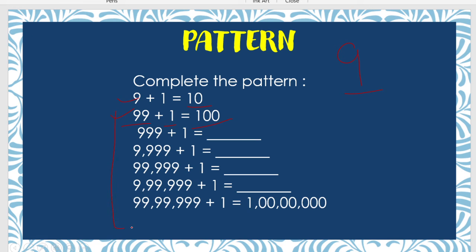Like this, the series will go on, and you will get, if you add the last digit, this is 9, and this is the greatest 7-digit number. 1, 2, 3, 4, 5, 6, 7. You have 7 digits in this number. It is the greatest 7-digit number, and adding 1 will become the smallest 7-digit number.